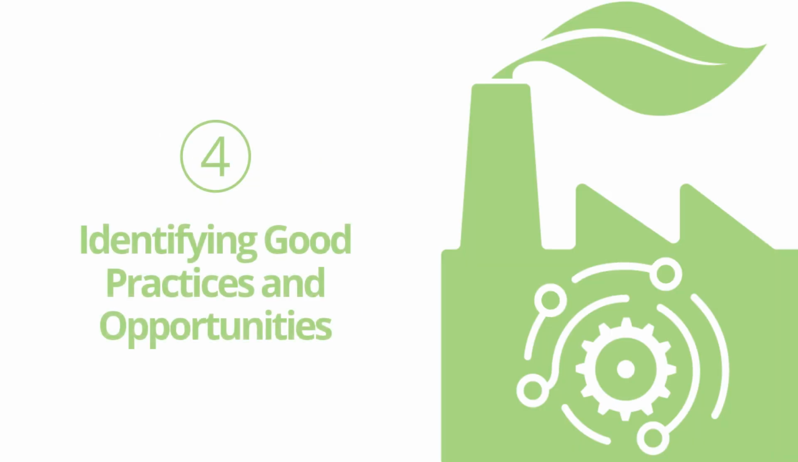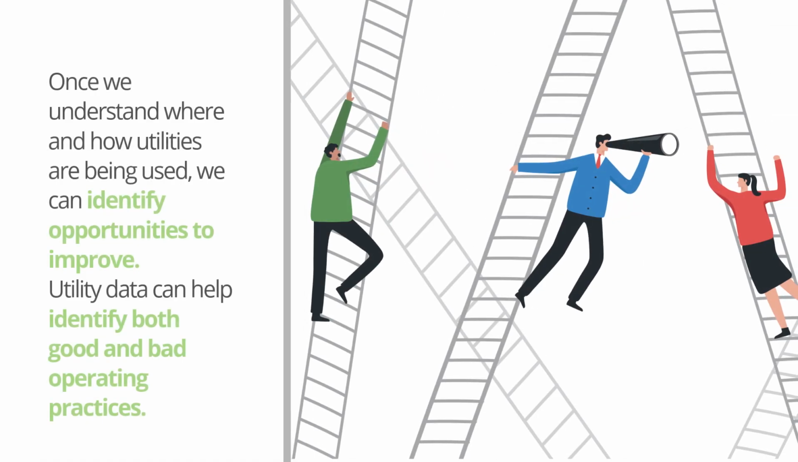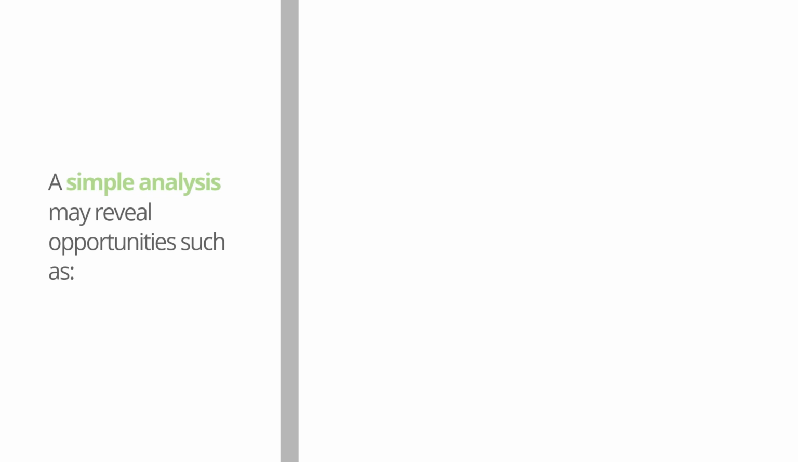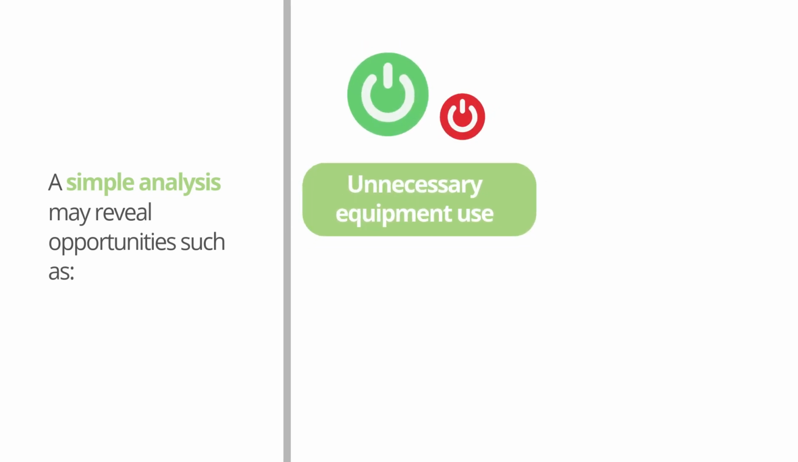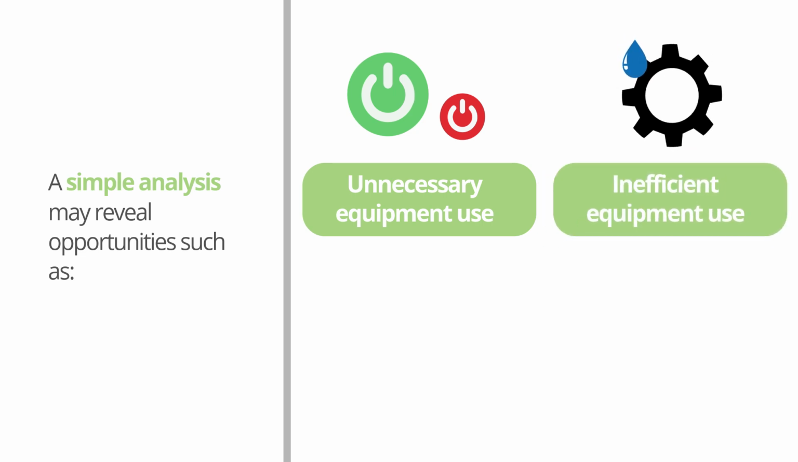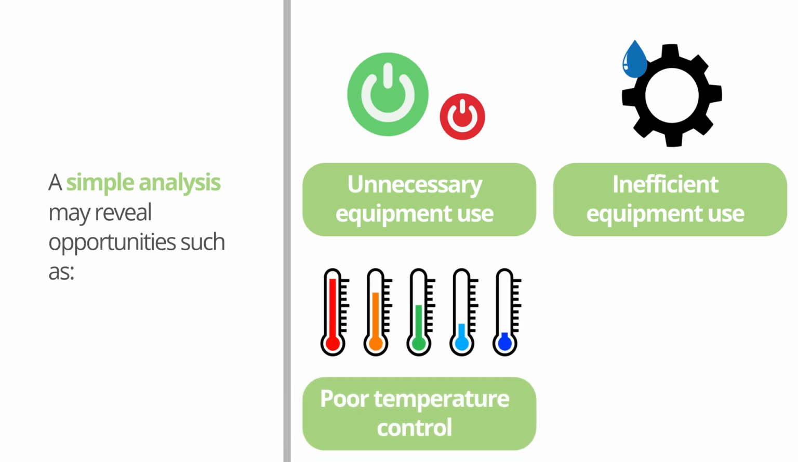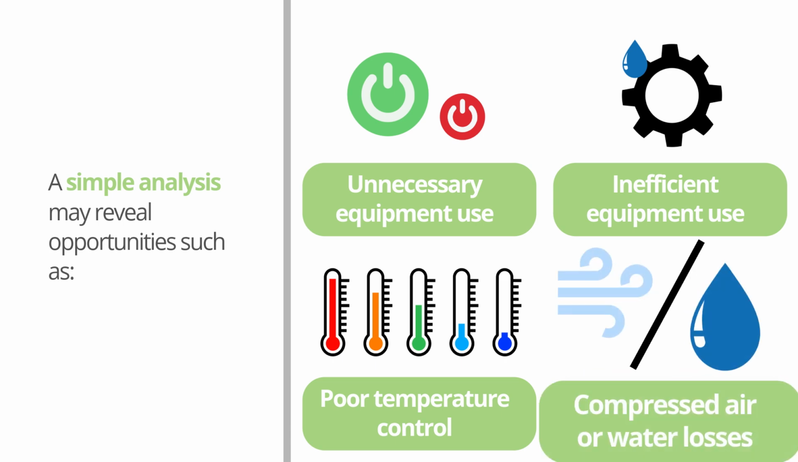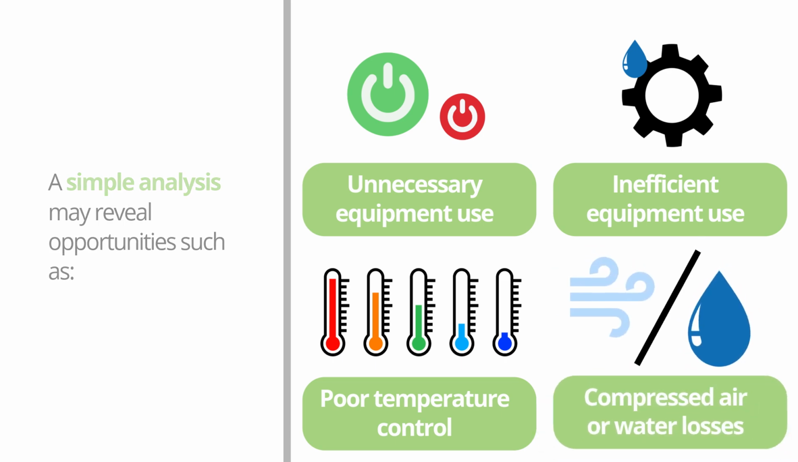Identifying good practices and opportunities. Once we understand where and how utilities are being used, we can identify opportunities to improve. Utility data can help identify both good and bad operating practices. A simple analysis may reveal opportunities such as equipment running when it is not needed, equipment operating outside its best performance range, poor temperature control, especially if there is excessive heating or cooling, and compressed air leaks or water losses.